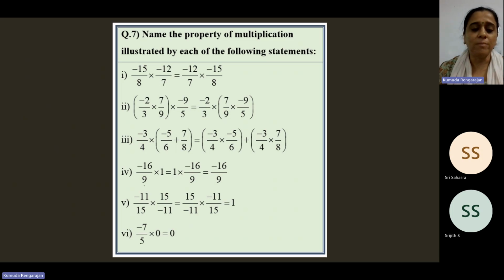Online children, the property for the fourth one is the multiplicative identity property. Multiplicative because you can see the multiplication sign. Identity because you're getting the same answer. This rational number into 1, or 1 into that rational number, is the rational number itself.